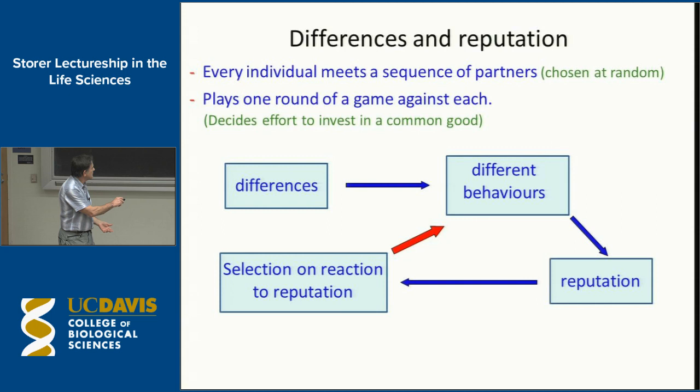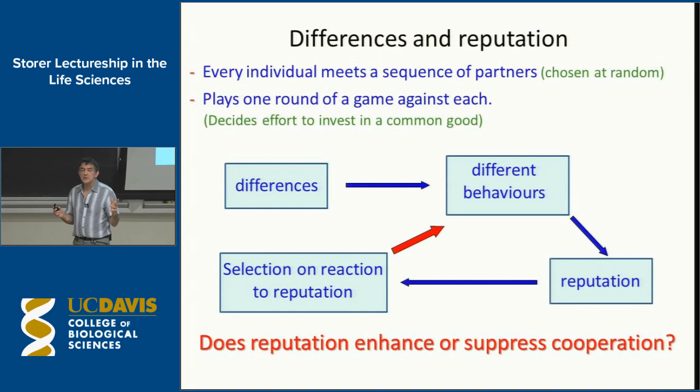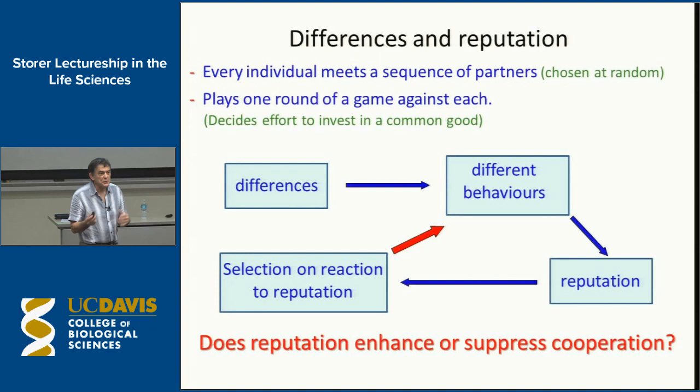Where does it end up in a simple model? In particular, I want to ask the question, does the existence of reputation within a population enhance or suppress the cooperation within that population?